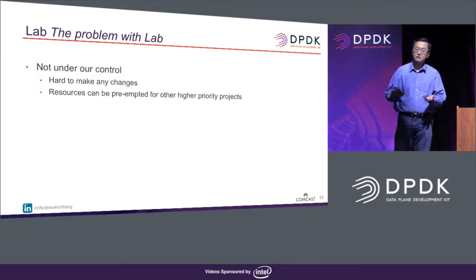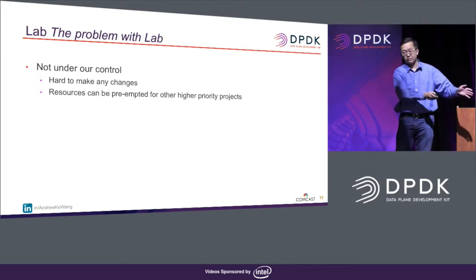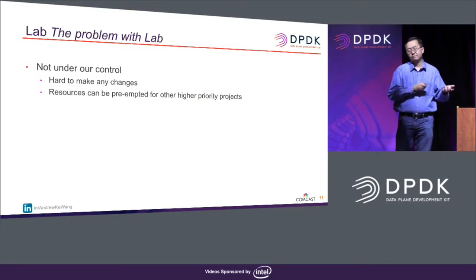And plus, because the lab belongs to another team, like the network team, if they came up with a high priority project, the resource could be preempted. So those were some problems we faced when we were exploring this lab option.